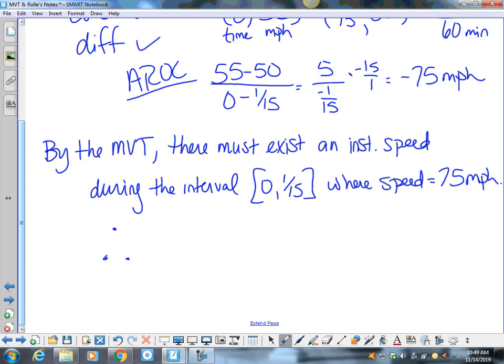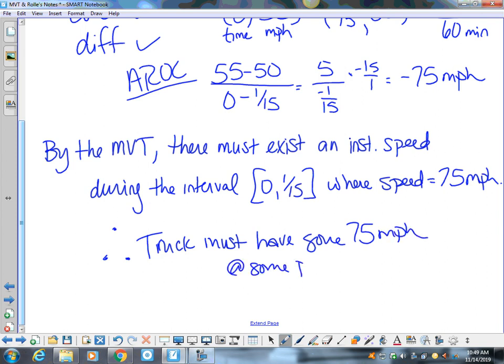Therefore, the truck must have gone 75 miles per hour at some point, I don't know what that is, during these 4 minutes. Now, before you start writing, hold on. Guys, if I hit 75 miles an hour, and I think this comes up in the homework, so I just kind of want to pop this up here.